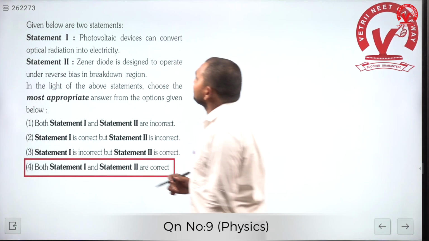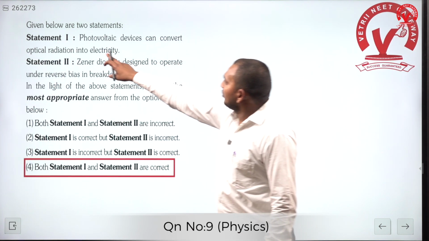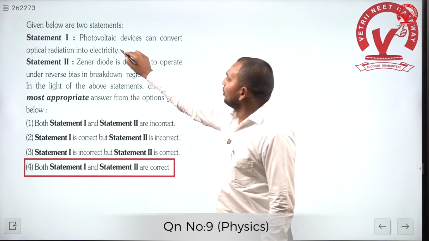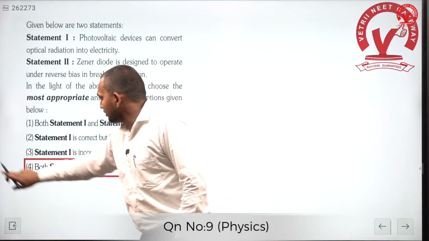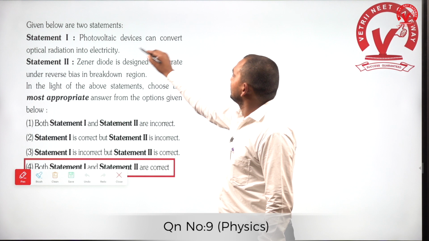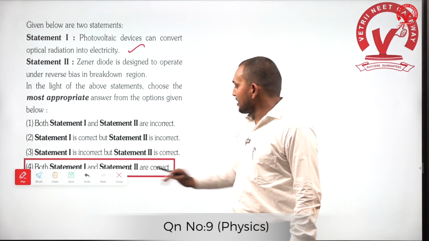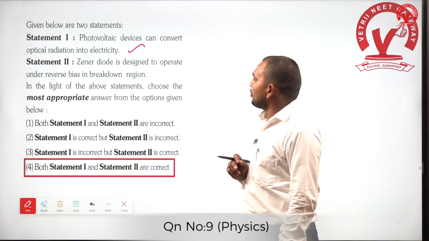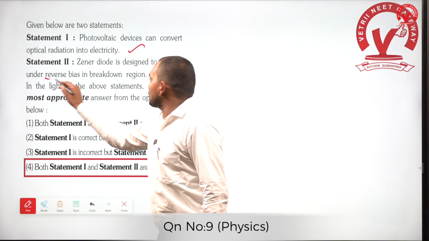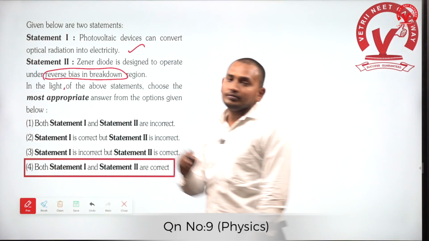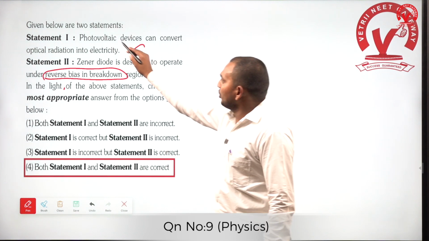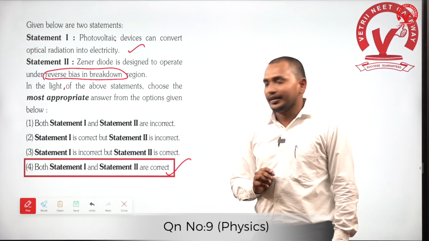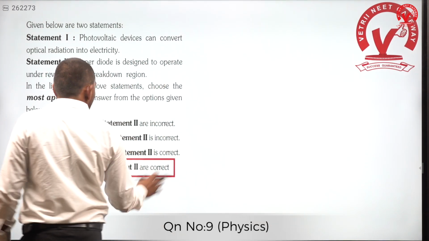See the statement. Statement 1: Photovoltaic device can convert optical radiation into electricity. We know that is the direct thing. It is true. See the second statement: Zener diode is designed to operate under the reverse bias in breakdown. This one is also correct. Both statement 1 and statement 2 are correct. We'll move on to the next question.